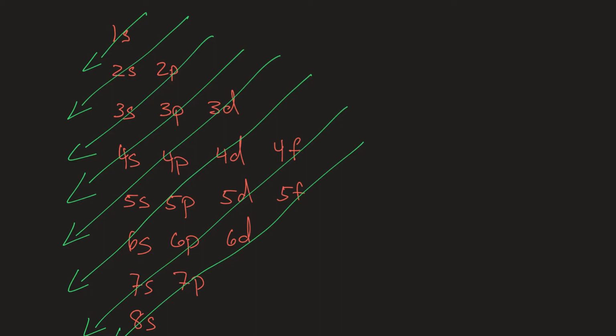So if we follow the green lines, the first line goes through 1s, then I come back to the beginning of the next line and I go through 2s, then I come back to the beginning of the next line and I go 2p, 3s, then I go to the beginning of the next line, 3p, 4s, 3d, 4p, 5s, and so on and so forth.